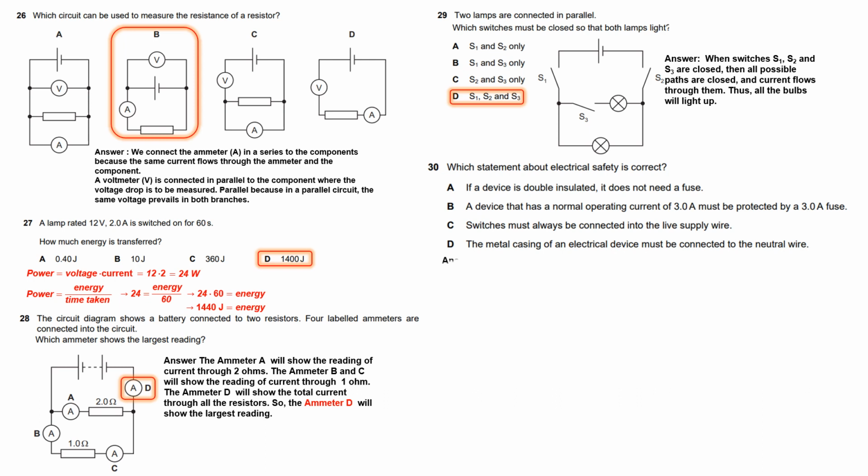The switch should always be connected to the live wire so that when it is off, no current flows through the appliance. If it is connected to the neutral wire, the circuit always remains live even when it is off.